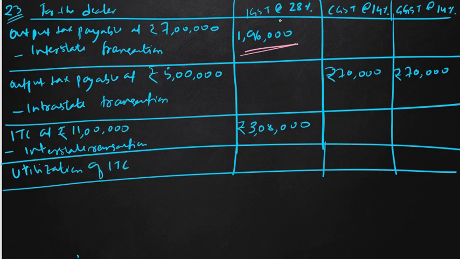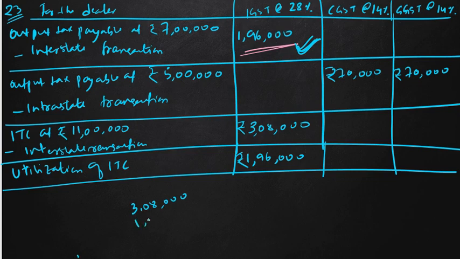Okay. Next, what will he do? He will utilize it. Utilization of ITC. So he has to pay 1,96,000. He has 3,08,000. So what will he do? He will completely pay the 1,96,000. So this portion is cleared.